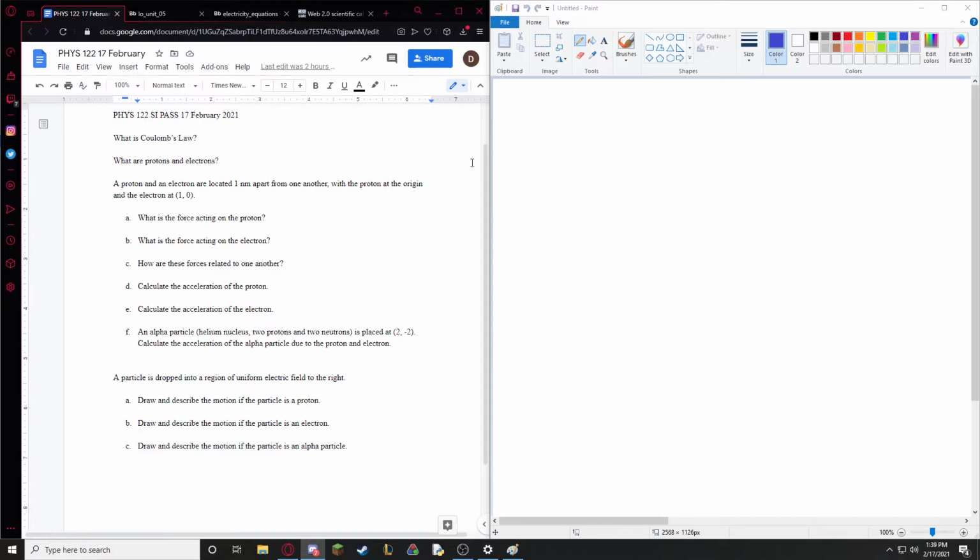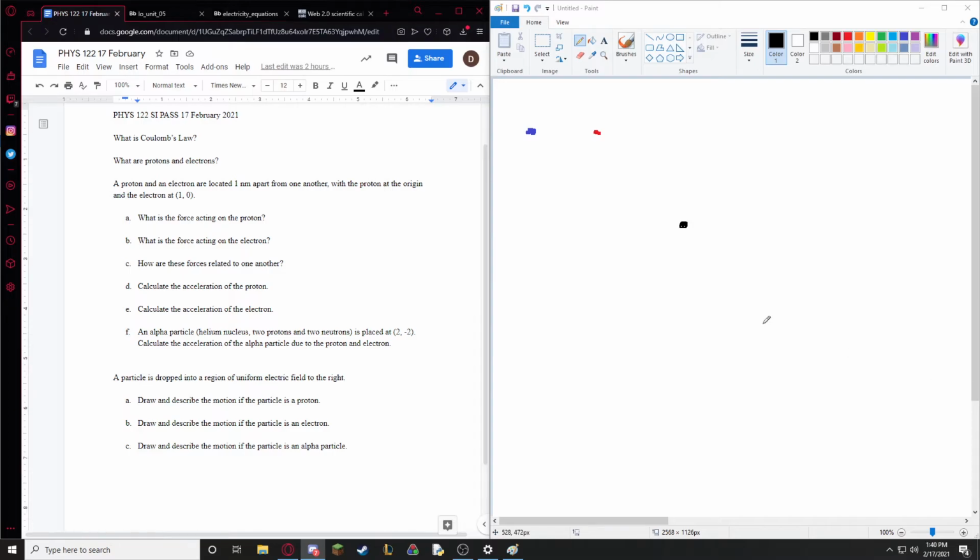Redraw the picture here. So we're going to have our proton here as the origin, and we have our electron here, and we have our alpha particle down here. And so we want to calculate the force acting on the alpha particle as well as the acceleration and maybe a direction as well. So break it down into x and y components.